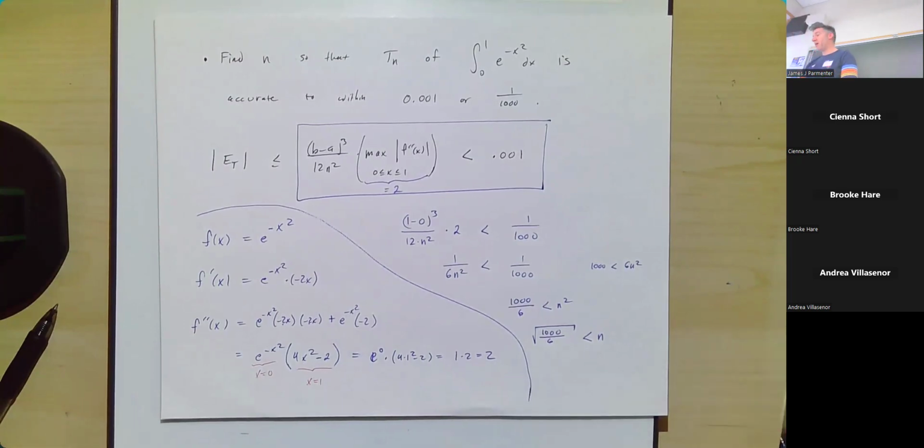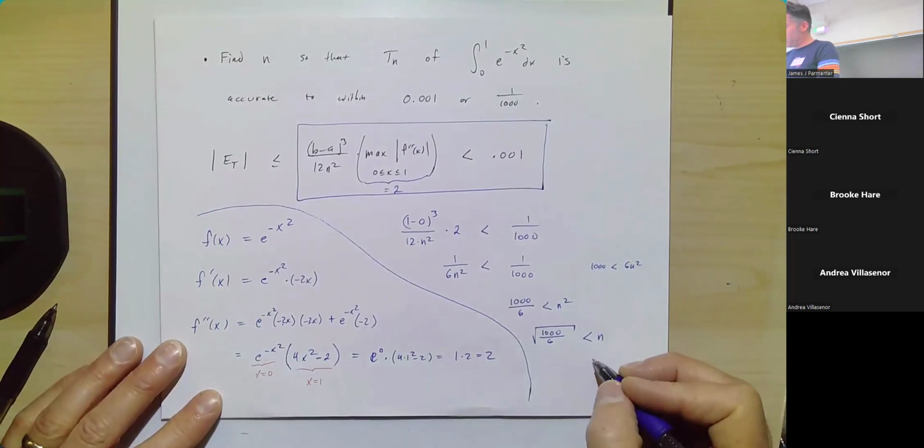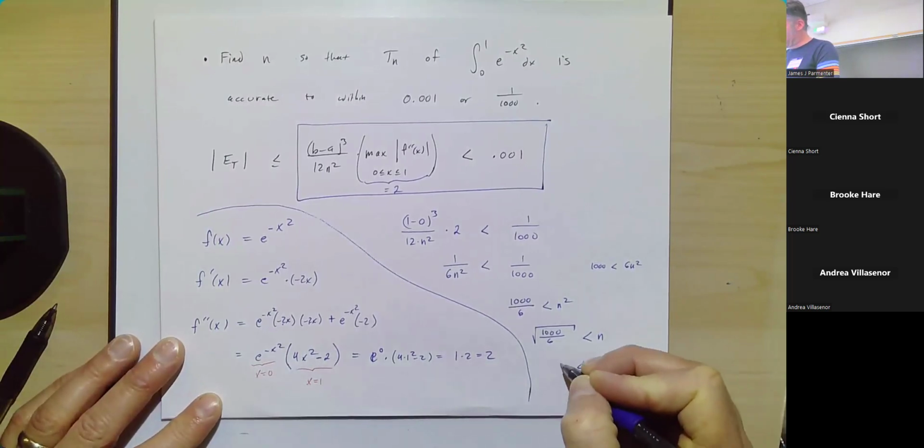Unless, if this was like 1,000 divided by 10, then I'd have 100, and the square root of 100 is 10. So look for something here that might simplify easily. Here, if you use a calculator, you get about 12.9. So you would get that n is bigger than 12.9.